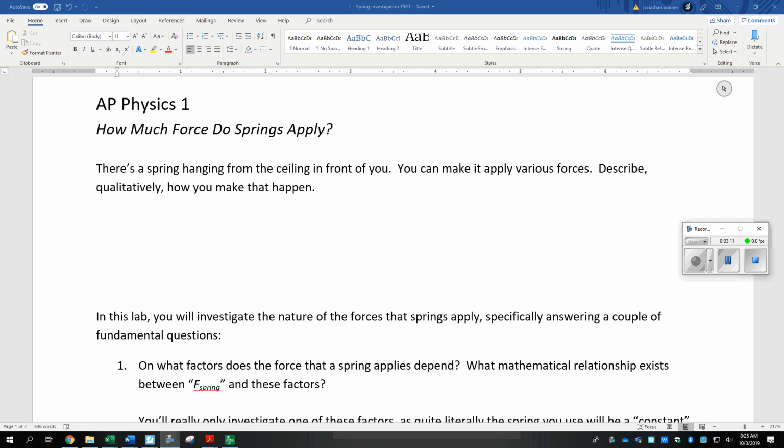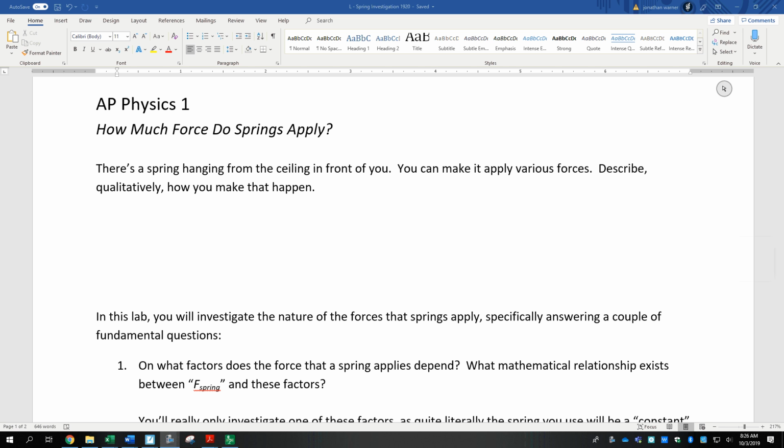So hopefully you've been able to describe in words how you made the spring apply different forces. That might be short of 90 seconds, but well, spoiler alert, the answer to that is by stretching the spring to different lengths. So you should qualitatively be able to tell that the more you stretch a spring, the harder the spring pulls. You can feel that.